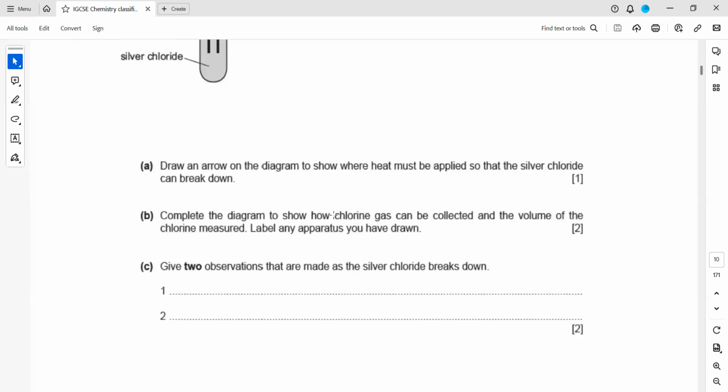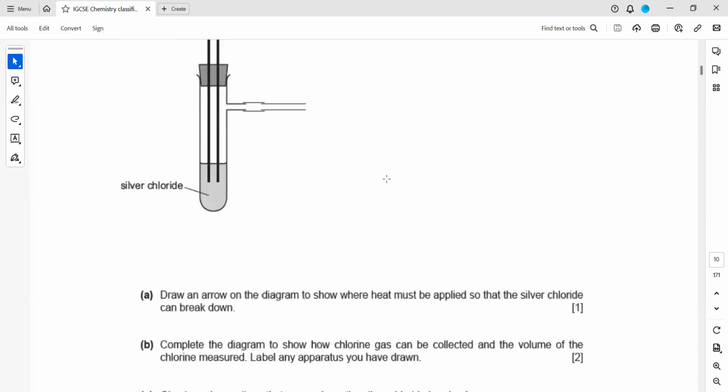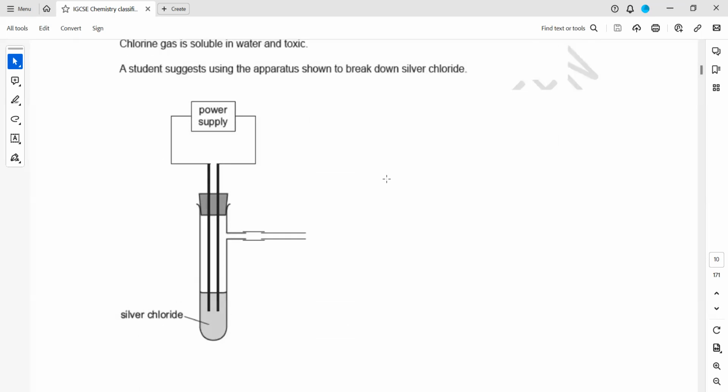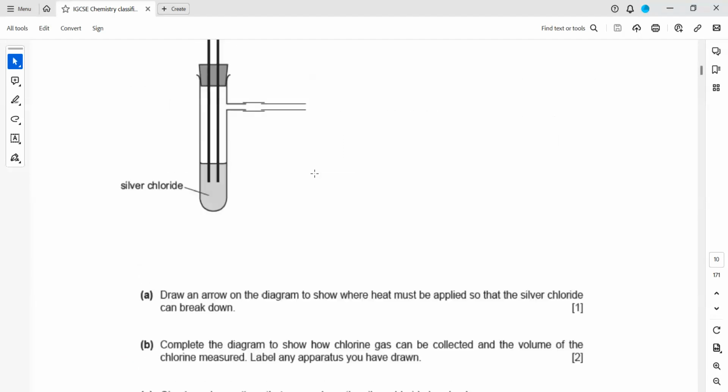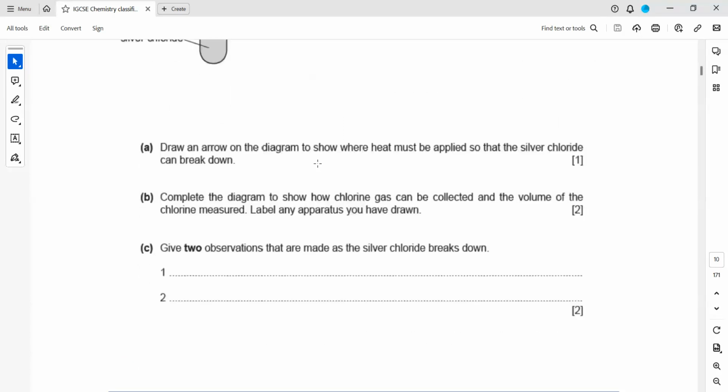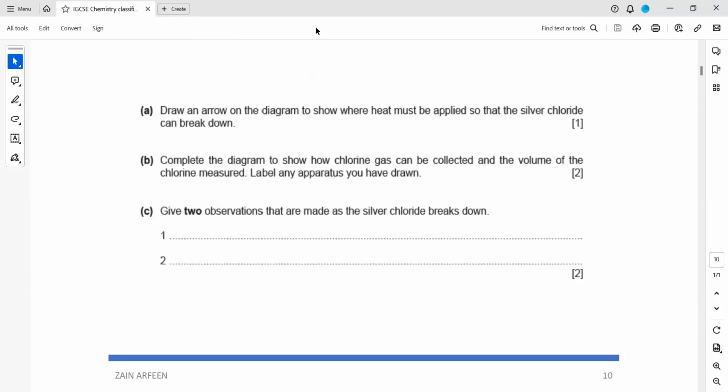Give two observations that are made when silver chloride breaks down. Whenever you are doing electrolysis of a molten substance, what are the observations? Because chlorine is a gas, there will be bubbles, and silver is a metal, so there will be a solid. So two observations when you're doing the electrolysis of a molten substance: because a non-metal is there, there will be bubbles or a gas, and when a metal is there, there will be a shiny solid. So whenever molten compounds are electrolyzed, they always release bubbles and a solid will form.